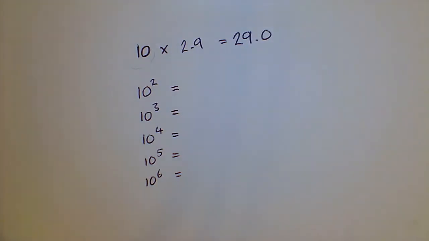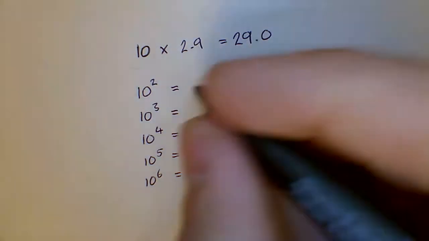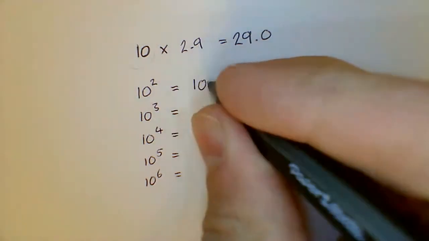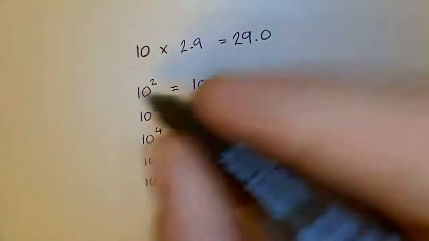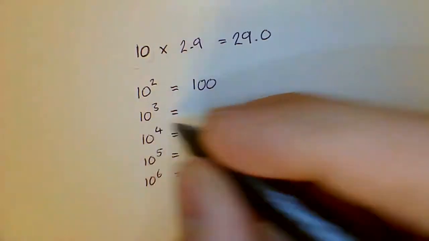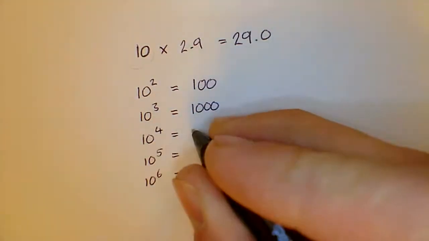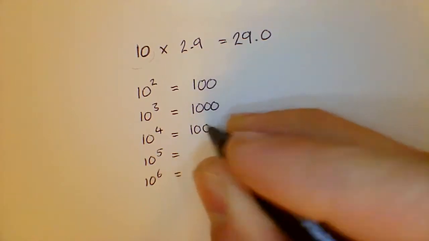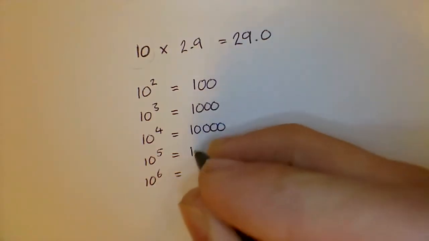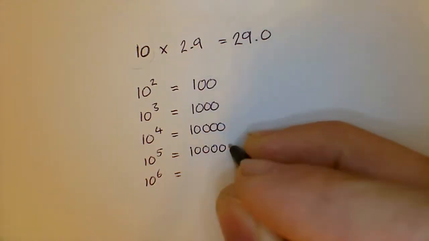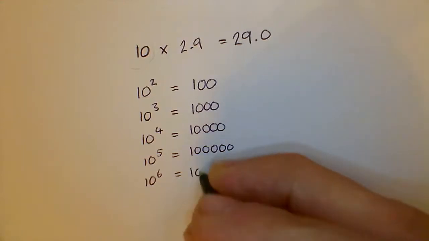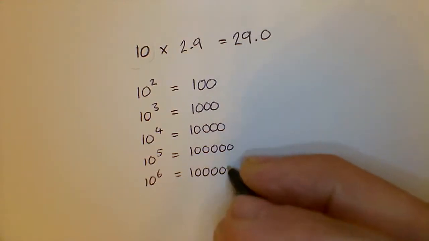Okay, so hopefully now you have had a chance to calculate each of these in your calculator, or you might have even known how to do it without a calculator. So 10 times 10 is 100, 10 times 10 times 10 is 1,000, 10 times 10 times 10 times 10 is 10,000. Next one up is 100,000. By this point you might be spotting a pattern, and 10 to the 6 is 1,000,000.